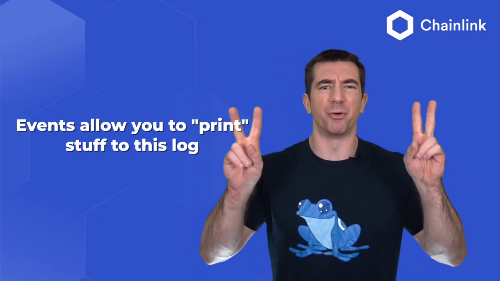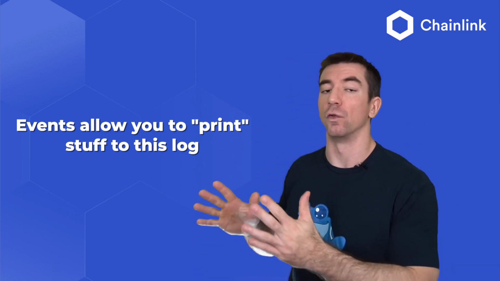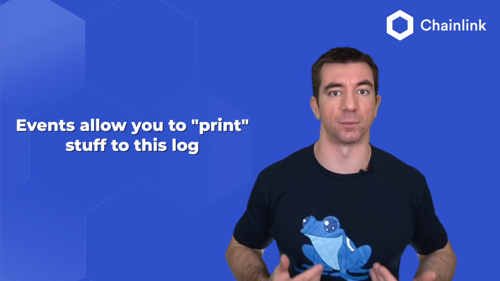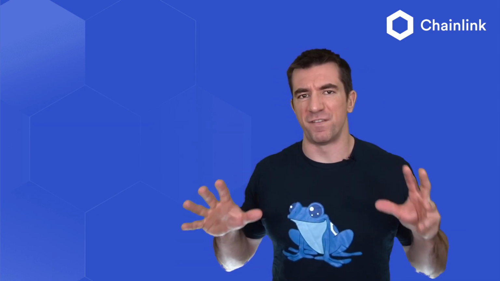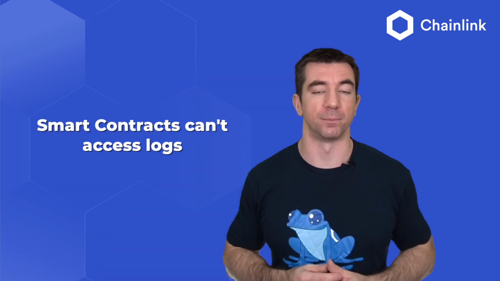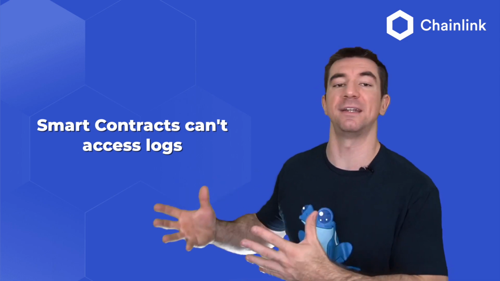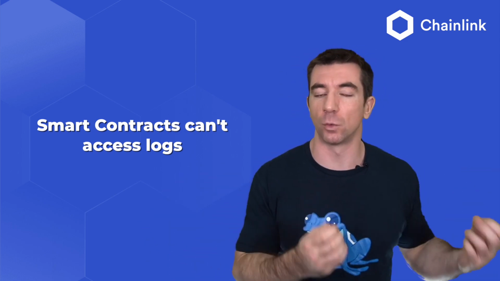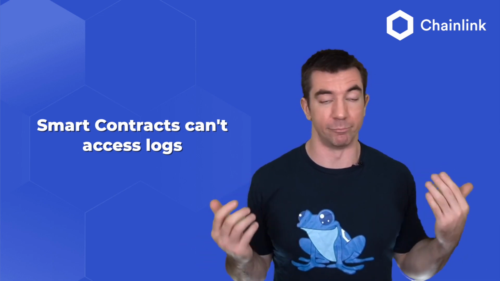Events allow you to print information to this logging structure in a way that's more gas efficient than actually saving it to something like a storage variable. These events and logs live in this special data structure that isn't accessible to smart contracts. That's why it's cheaper, because smart contracts can't access them. So that's the trade-off here. We can still print some information that's important to us without having to save it in a storage variable, which is going to take up much more gas.